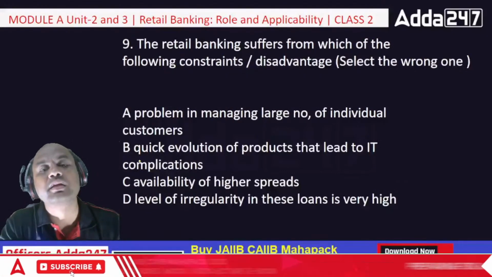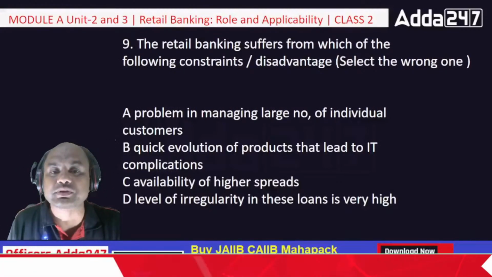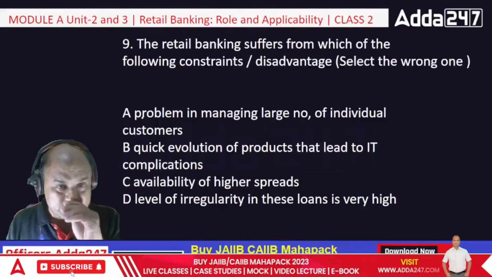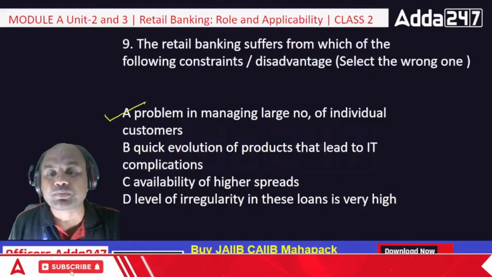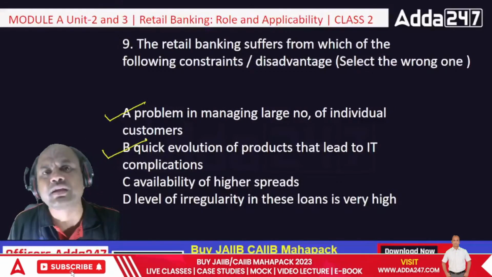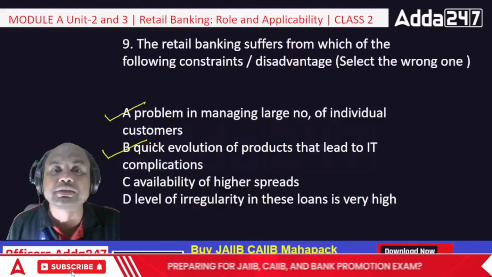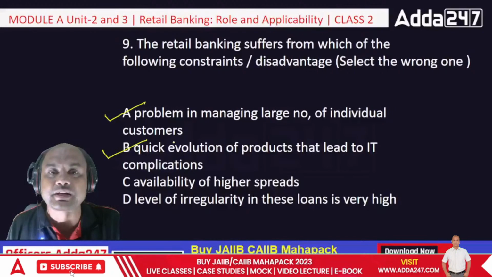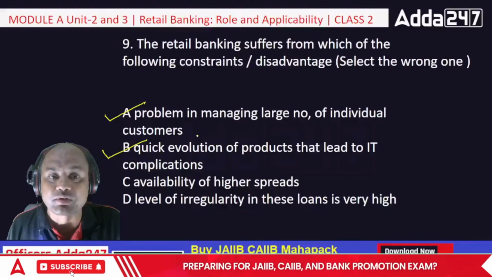The retail banking suffers from which of the following constraints, disadvantages? Problem in managing a large number of individual customers? Yes, that is a constraint, because we have to manage a huge customer base. Quick evolution of products that leads to IT complications? That is also true. Products change so fast in retail banking nowadays. By the time you have multi-city cheques, you have NEFT, RTGS. By the time you gear up for NEFT, RTGS, you have UPI. By the time you have UPI, something new comes out. Blockchain is coming out, isn't it?